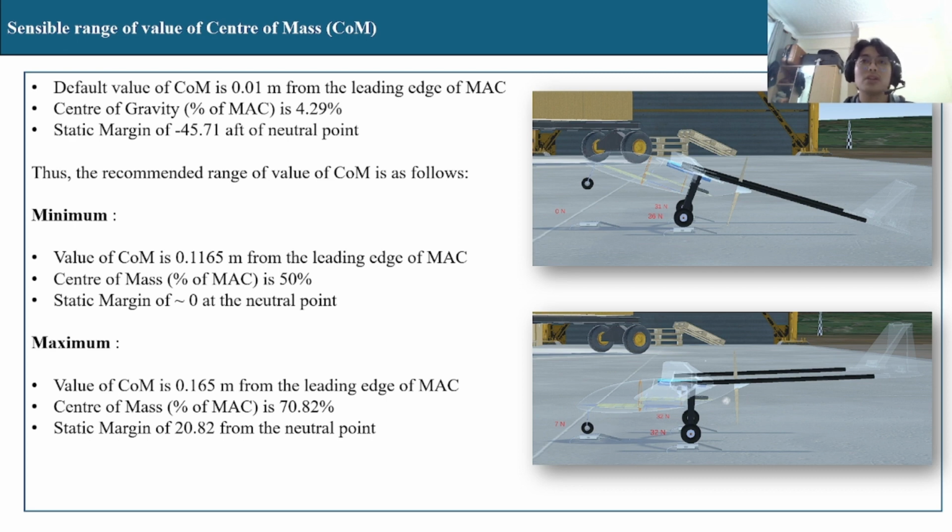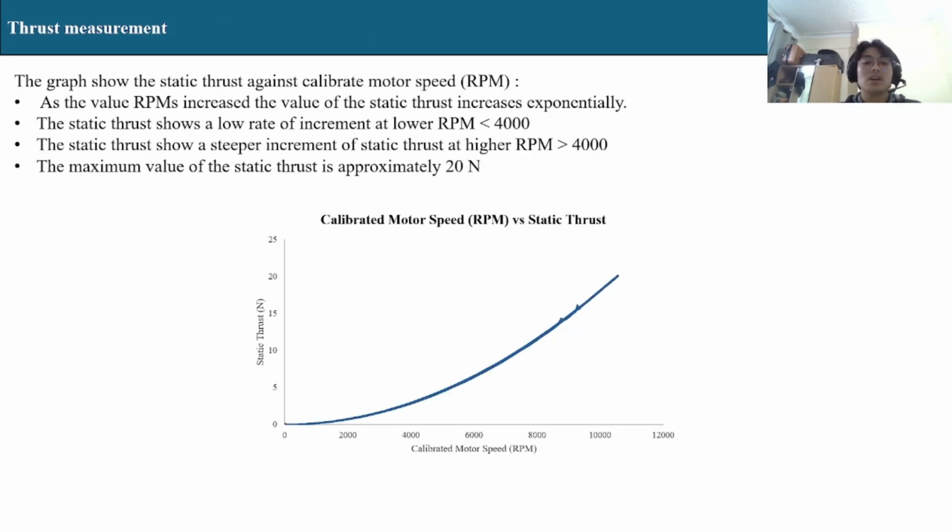But after going through the weight and balance method in determining a new range value of COM, the new value of center of mass is as follows, which is having a value of 0.1165 meter as the minimum value of COM, while a maximum value of 0.165 meter. And this graph is a graph about static thrust against calibrated motor speed.